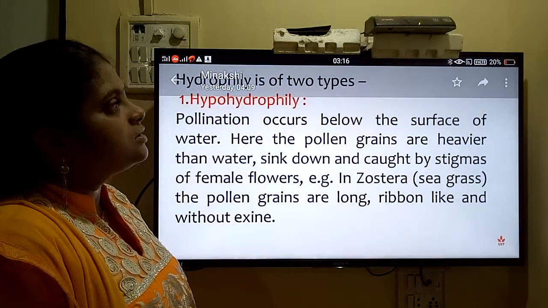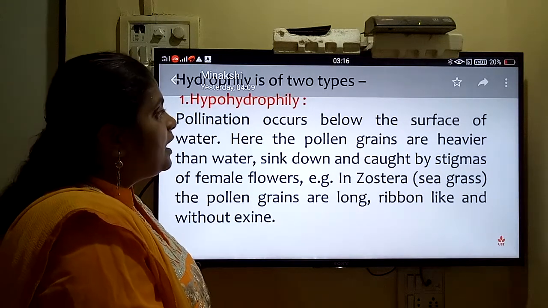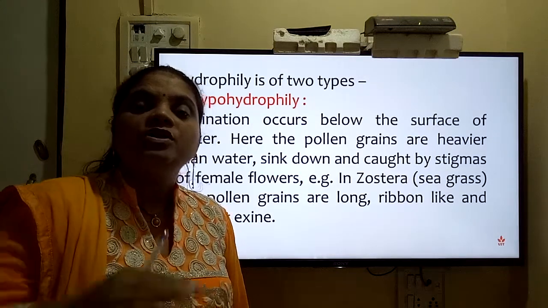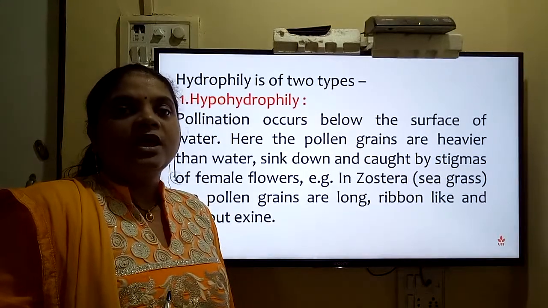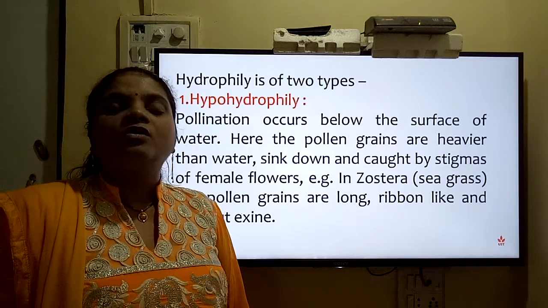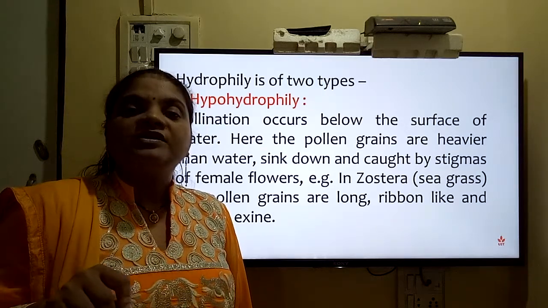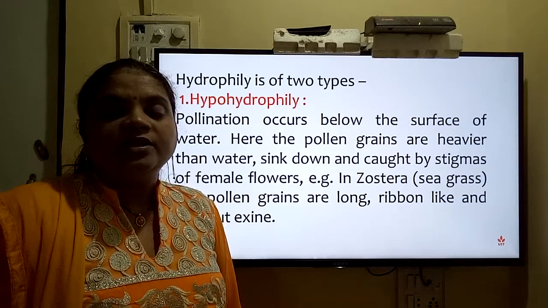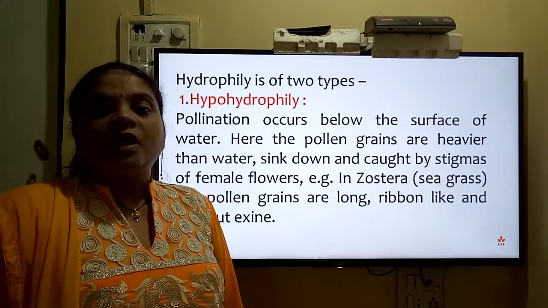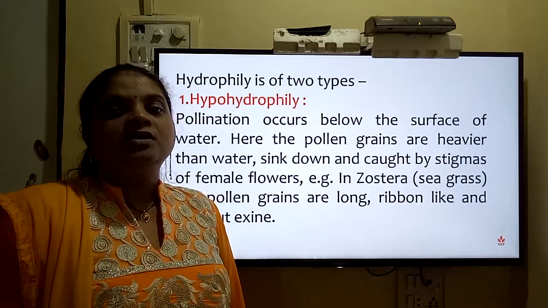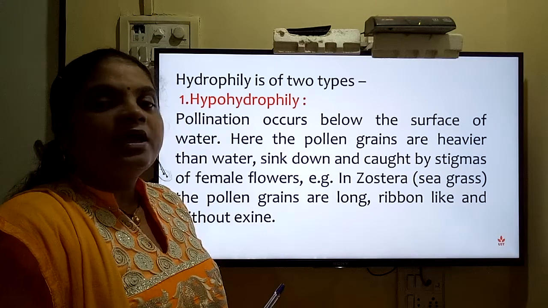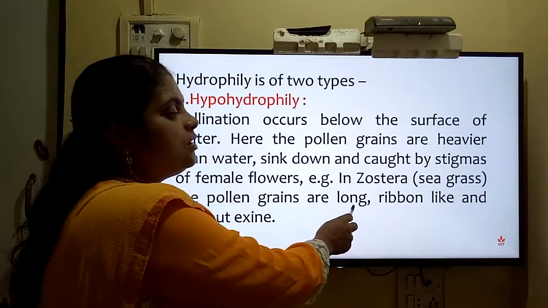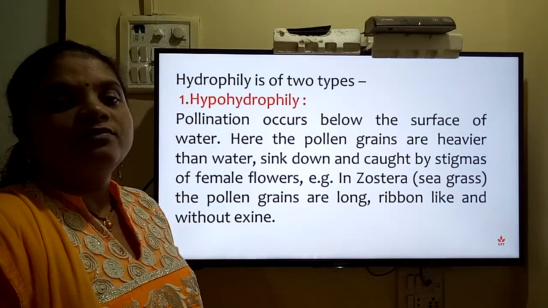These hydrophilous flowers are of two types, hypohydrophily and epihydrophily. What is hypohydrophily? The pollination occurs below the water surface. That is called hypohydrophily. Pollination occurs below the water surface because pollen grains are heavier than the water, so they sink down, get caught by the female flower and carry out the pollination. This we can observe in the Zostera plant. Pollen grains are long, ribbon-like, and without exine.